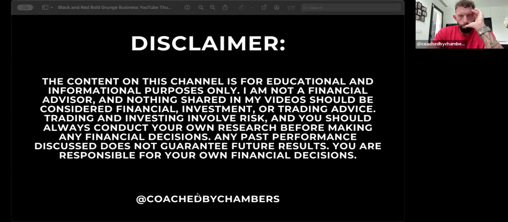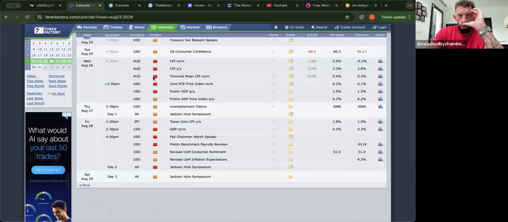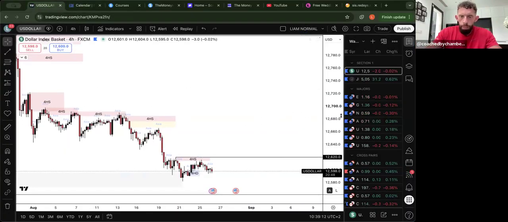So, Wednesday, we have some red folder news early hours of this morning with Australian dollar, which was a CPI, and then 2:30 we have basically US dollar news, which is core PCE price index. So obviously keeping an eye out on that. But other than that, nothing to discuss in regards to news.